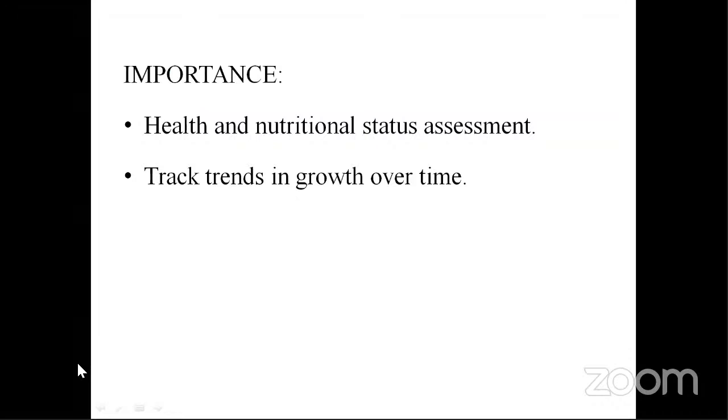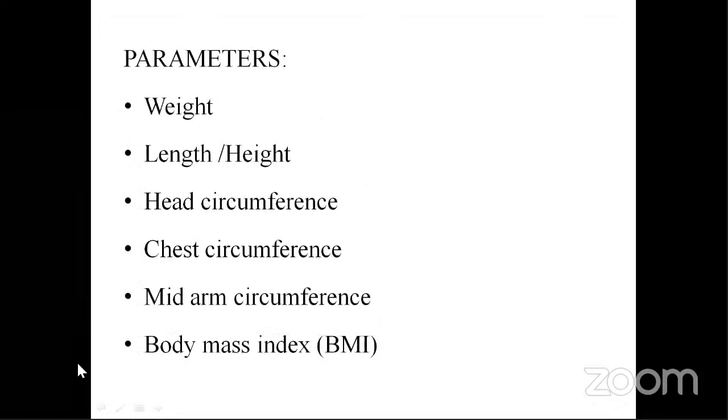Why is it important? To assess the nutritional status and health status of the children and also to track trends and growth over time. So these are the two importances of measuring the weight, height, head circumference, chest circumference and various other parameters in children. So today we'll be discussing all those things: weight, length or height, head circumference, chest circumference, mid upper arm circumference, body mass index. These are the very important things which we will measure for each child given for exam.